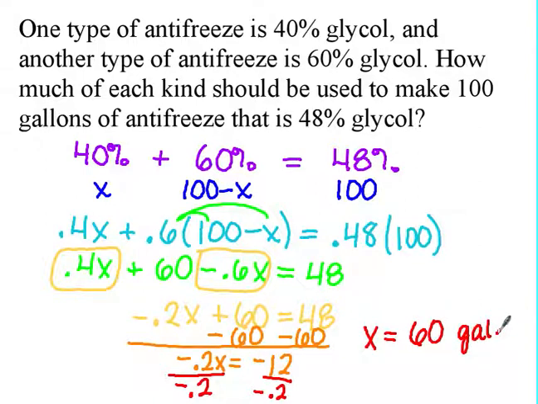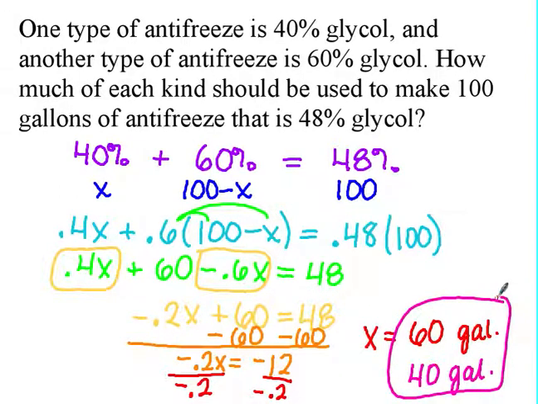Then I need to think, what plus 60 gives me 100? Or what's my next amount going to be? 40. 60 gallons and 40 gallons. That's what you're going to need, because 60 plus what will give me 100? Both of them need to add together to give me 100 for my final amount.